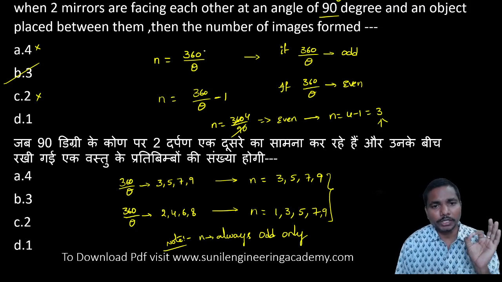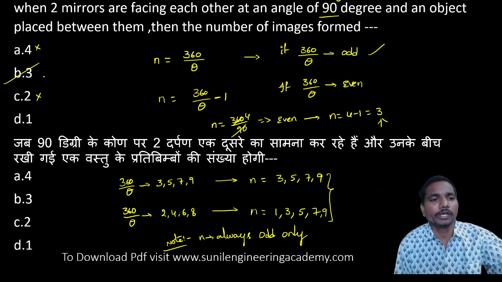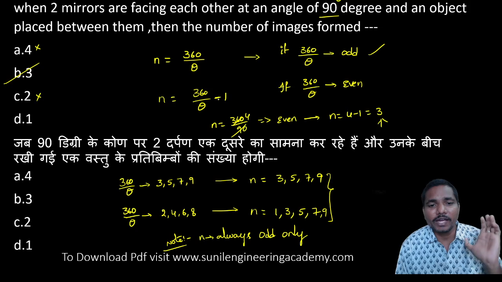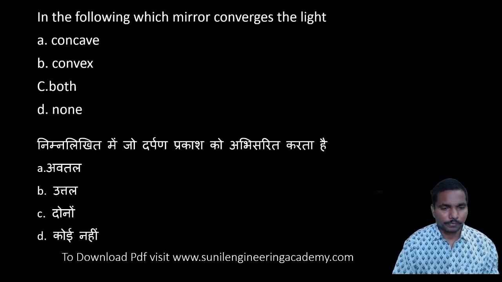So n is equal to 360 by theta. If 360 by theta gives an odd value, directly you can go with the answer. If you get an even value, then subtract 1. Okay, coming to the next one.